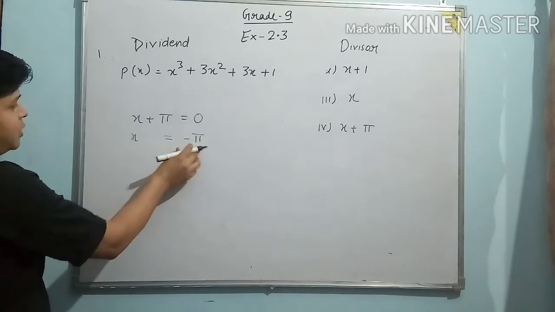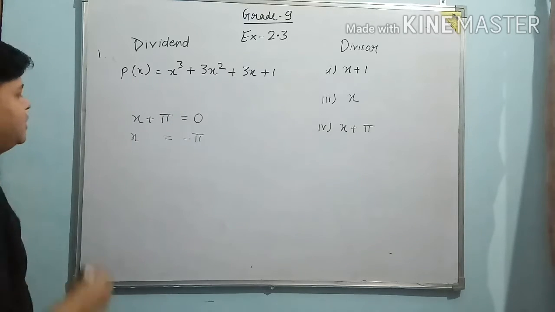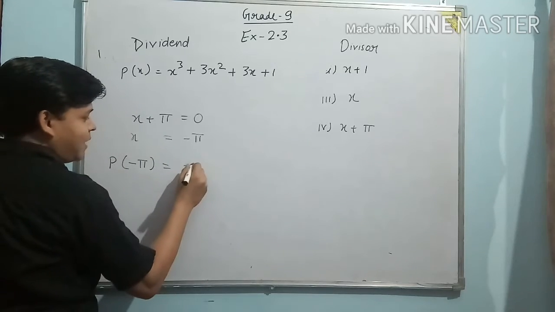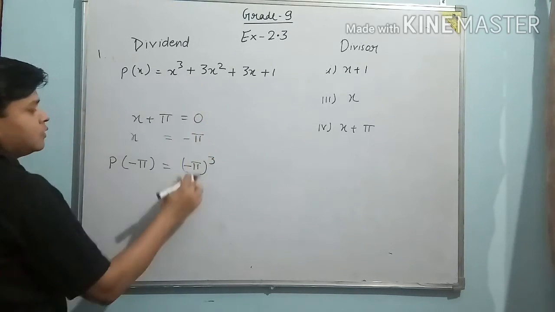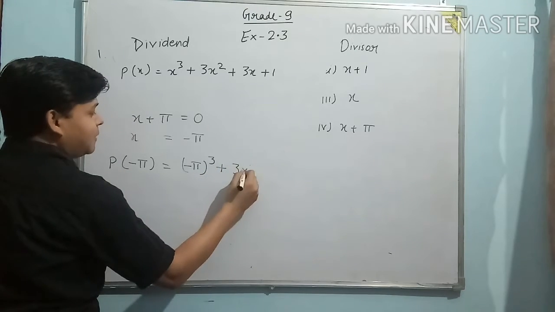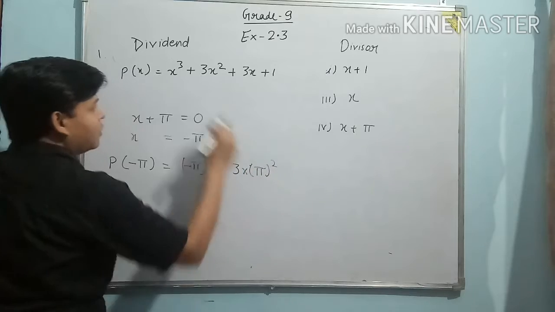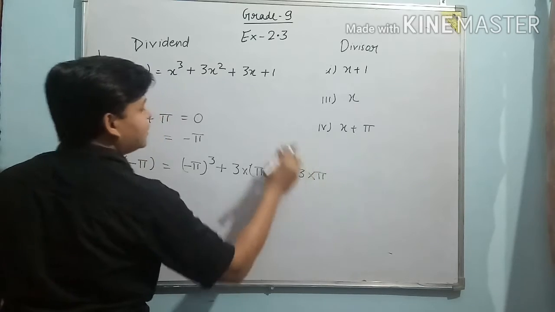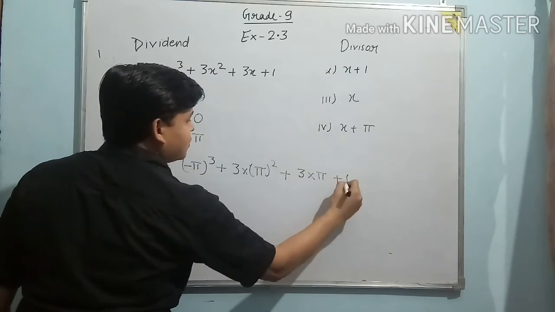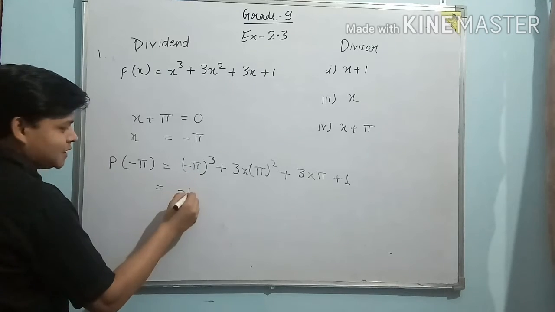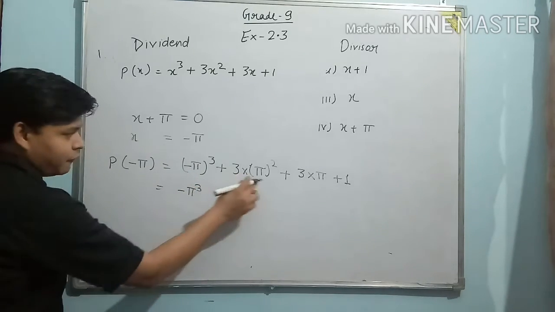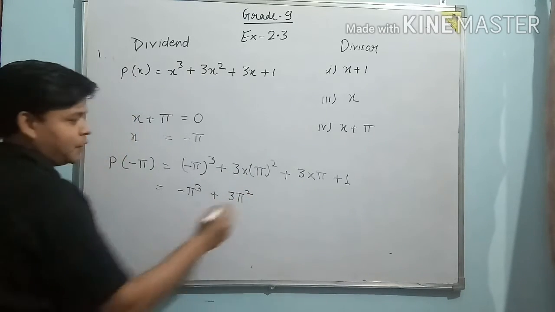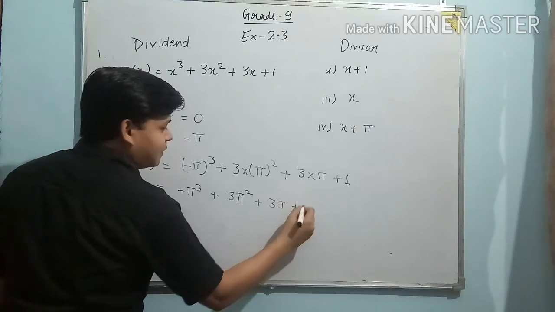So what will you do? Just put minus pi in place of x in this given polynomial. So let's put p of minus pi equals x cube, that means minus pi and cube over it, plus 3 multiplied by pi square, plus 3x, that means 3 multiplied by pi, plus 1. So let's solve. This will be minus pi cube. From here pi square multiplied by 3, so we will get 3 pi square. From here plus 3 pi and plus 1.